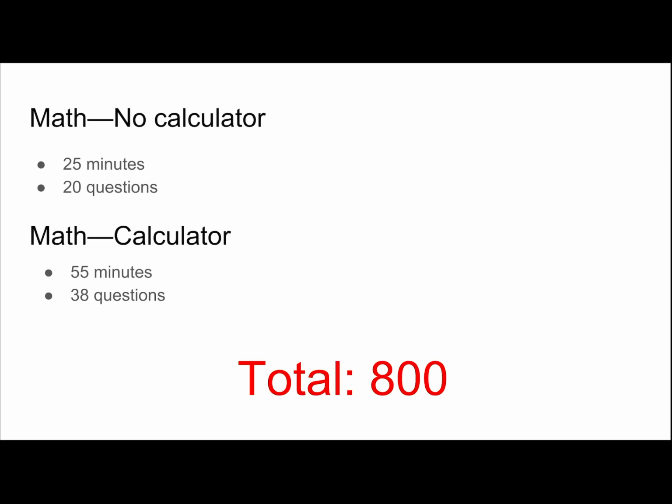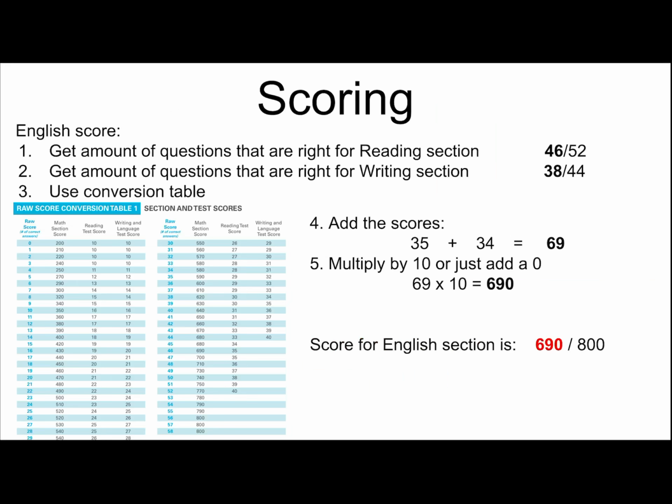Then you do the same thing for writing. You do 38. 38 is your raw score because that's the number of answers you got correct. You match it up with the writing and language test score column, which is the last column. So if you go to 38 in the blue column and match it with the last column, you get the number 34. So 34 is the score for writing. The next step is you add those scores that you just got.